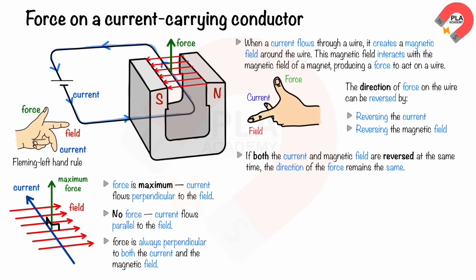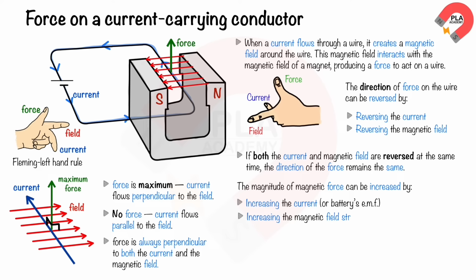The magnitude of magnetic force can be increased by increasing the current, increasing the magnetic field strength by using a stronger magnet, or increasing the length of the wire that interacts with the magnetic field by adding more loops.